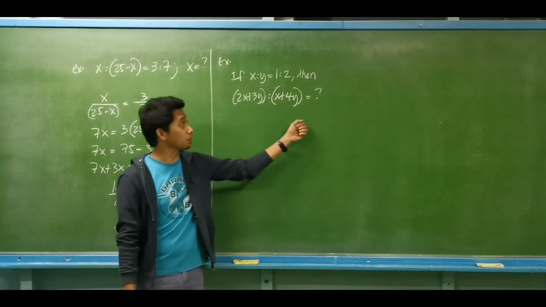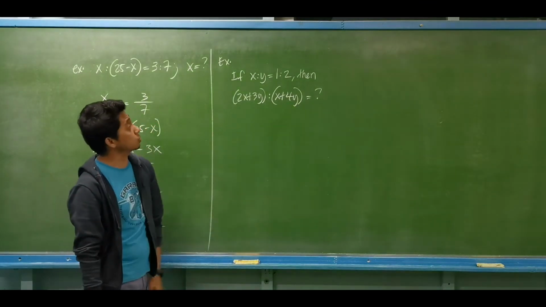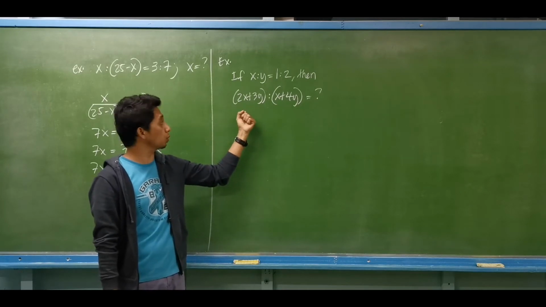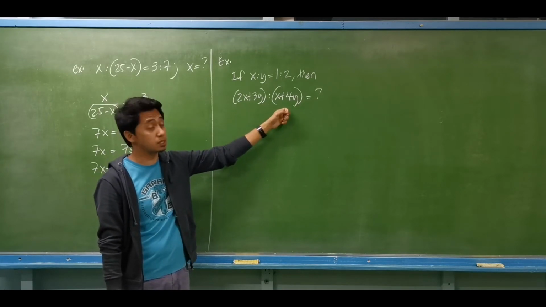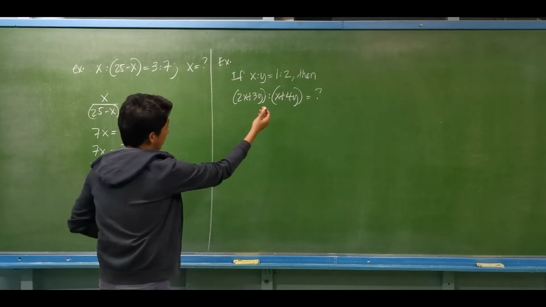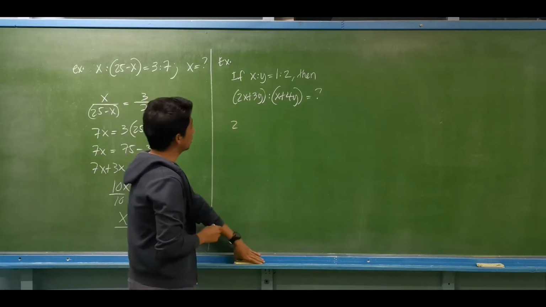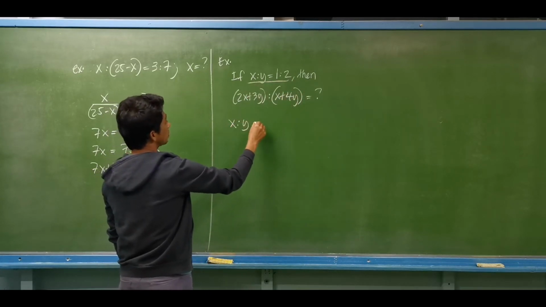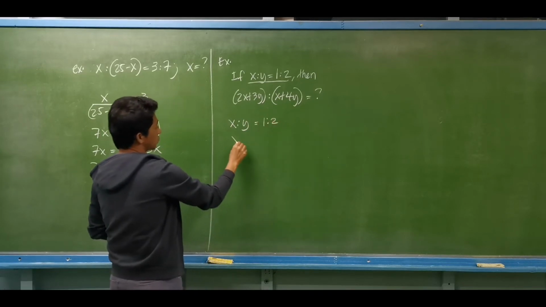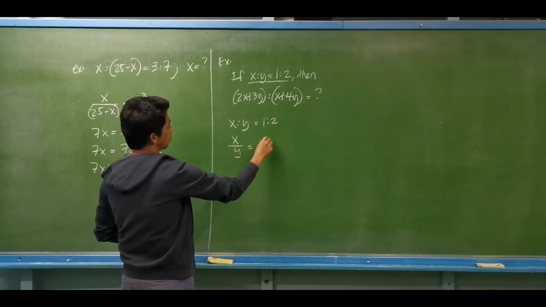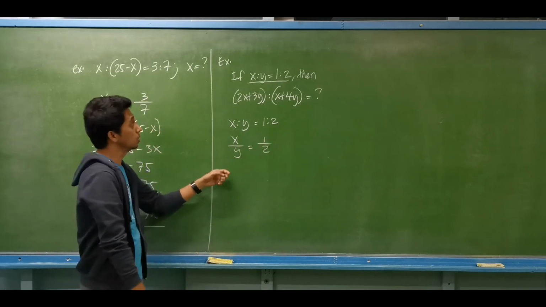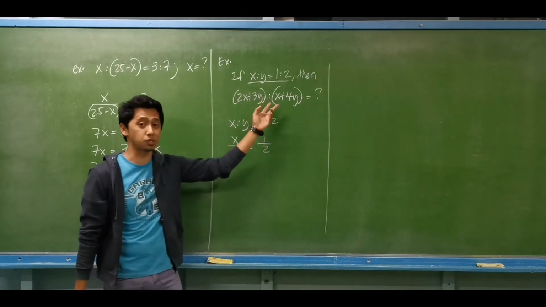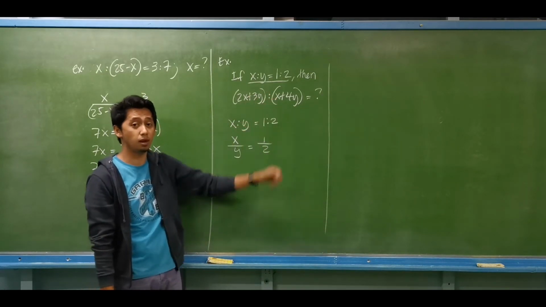Another example. For example, we have if x is to y is 1 is to 2, then what is the equivalent of the quantity 2x plus 3y is to x plus 4y. So let's have it as a fraction. We have the first given proportion. This is x to y is 1 to 2. So this is the same as x over y is equal to 1 over 2. That is from the given. So let us express these two terms as a fraction.